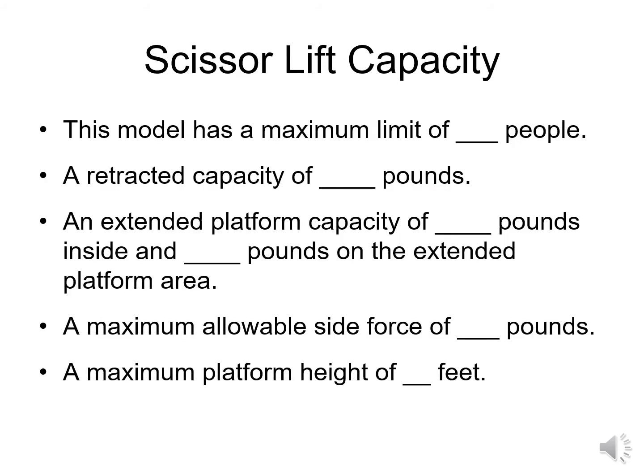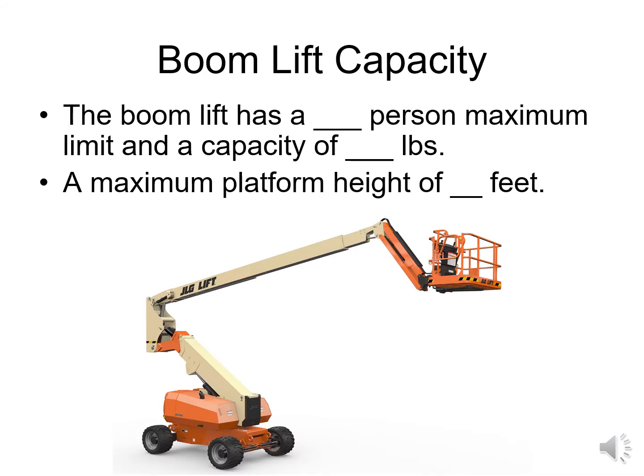Scissor lift capacity. We want to know the capacity of the lift. So the model we're using has a maximum capacity of how many people. We want to identify that before we're using the scissor lift. The retractable capacity is how many pounds. That's when the platform is not extended. And then when it is extended, we want to know how many pounds are inside and how many pounds are outside the extended area. We want to know the maximum allowable side force and the maximum platform height in feet.